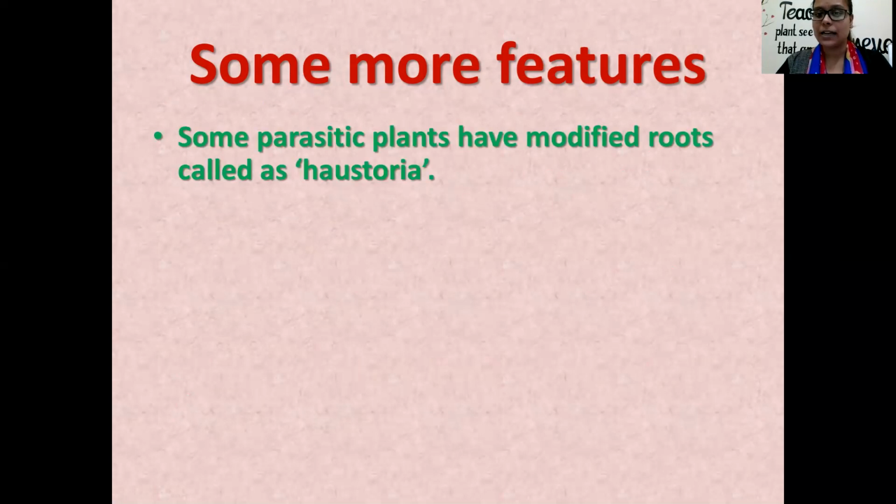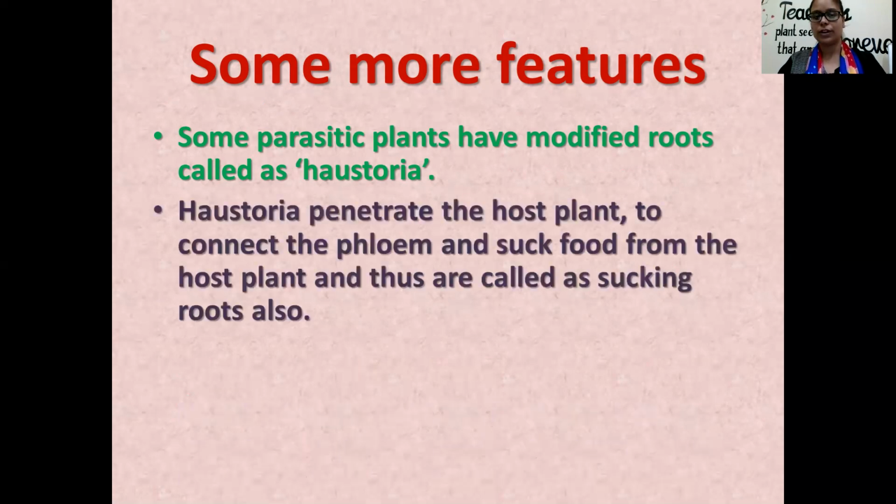Some parasitic plants have modified roots called haustoria, because through roots they fulfill their nutritional and mineral needs. So they have modified roots called haustoria. And what does this haustoria do is, it penetrates the host plant to connect to the phloem and suck the food from the host plants, and thus are called sucking roots also.